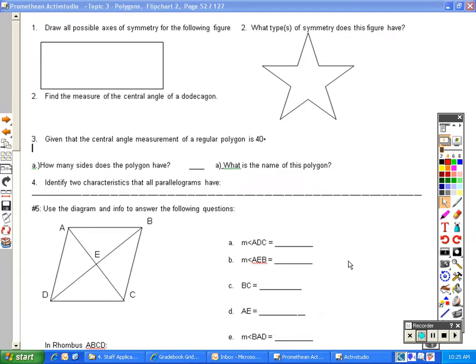Alright guys, looking at the review sheet that was on your day sheet today, this is a review for the quiz that is tomorrow. Alright, let's look at number 1. Draw all possible axes of symmetry for the following figure.